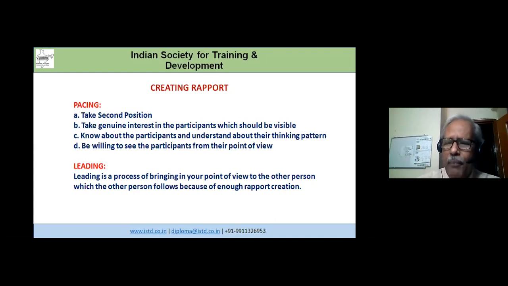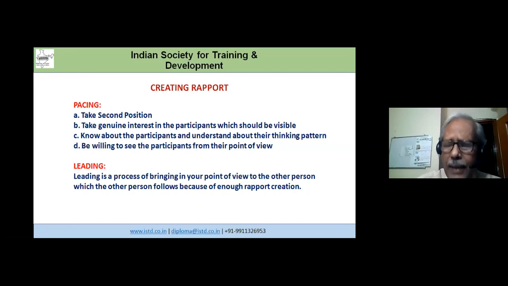The very important thing is creating rapport in the classroom. Creating rapport is the crux of everything. If a trainer cannot create rapport in the class, he is going to miss the bus. We are not able to talk about rapport at length here, so I'll talk about only two parts of it. Rapport is divided into two steps. Number one is pacing, and the second is leading.